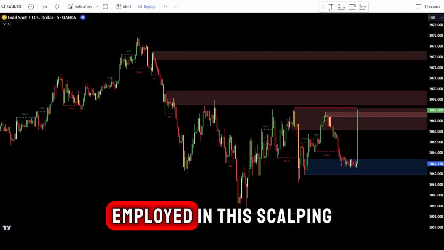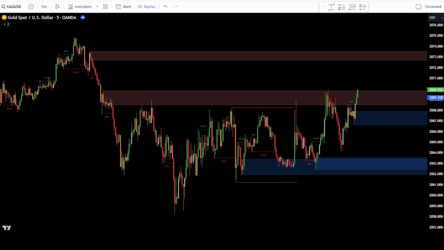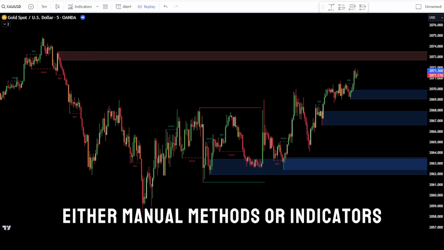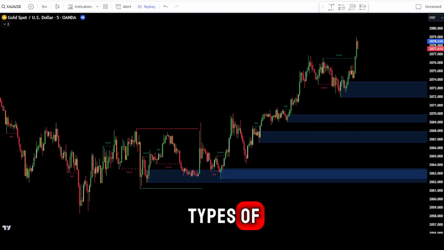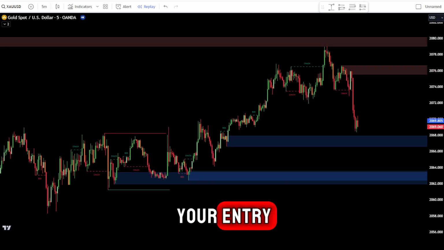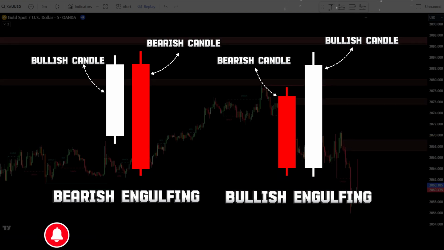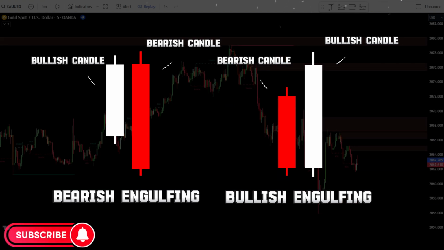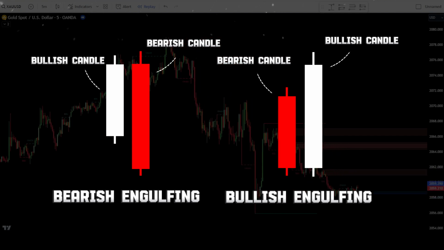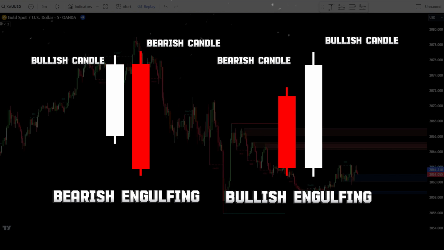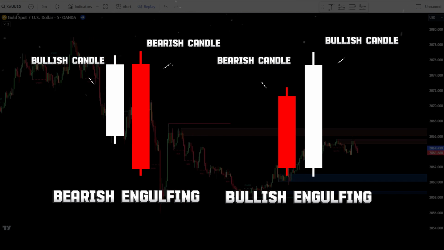The entry method employed in this scalping trading strategy is the engulfing candlestick entry method. You can observe engulfing candlesticks using either manual methods or indicators. If you opt for the manual mode, pay attention to two types of engulfing candlesticks before making your entry. Engulfing candlesticks are crucial patterns in technical analysis, and identifying them can provide valuable signals for potential market reversals or continuations. If you intend to place a buy entry, focus on bullish engulfing candlesticks. Conversely, if you want to place a sell entry, pay attention to bearish engulfing candlesticks.